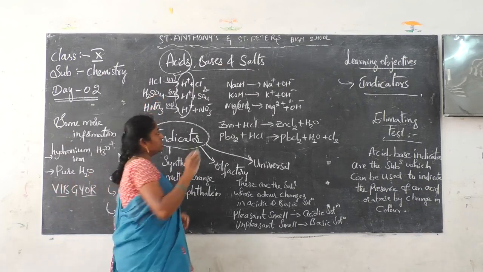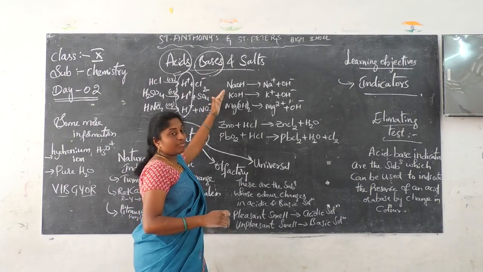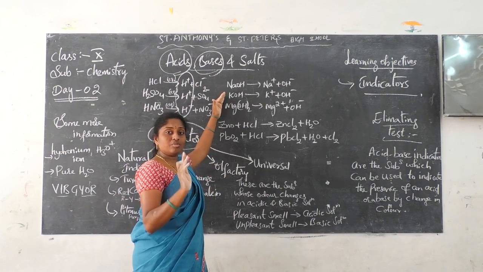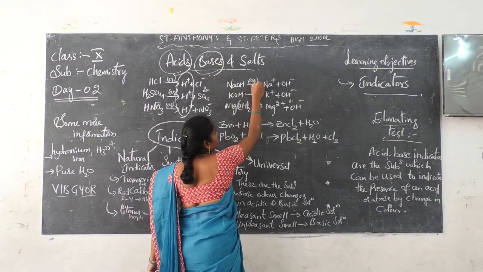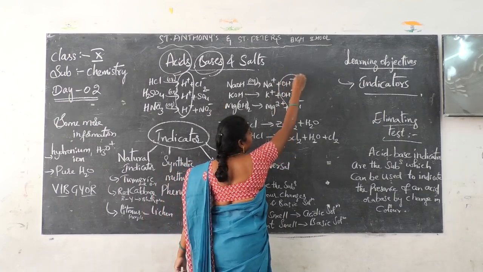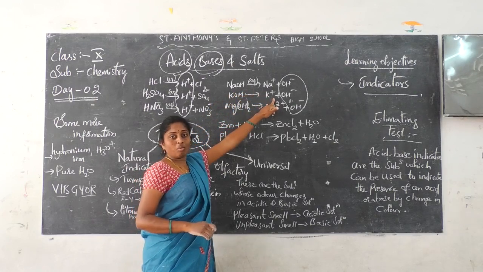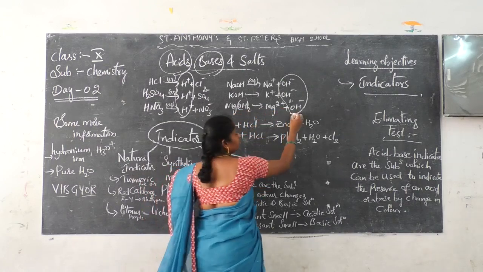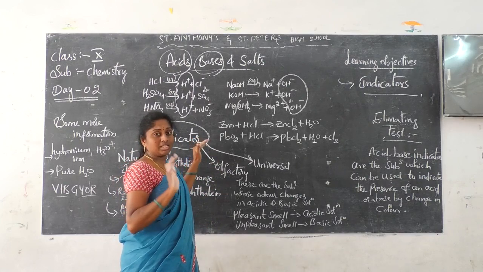Now come back to the bases. Let us take some more examples of bases. So what is a base? The substance which ionizes OH minus ions is known as a base. Now sodium hydroxide: whenever it dissolves in water, it splits into Na plus and OH minus, the common ion here. Potassium hydroxide, K plus and OH minus. The same way magnesium hydroxide. Here also you can see OH minus. So the substance which ionizes OH minus ions is known as a base.